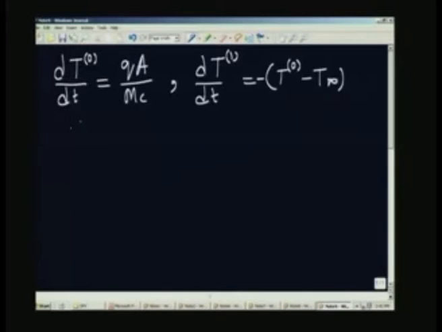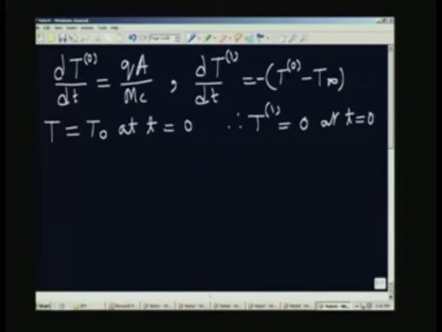So this can be integrated as we did earlier, assuming that T is equal to T naught at t equal to 0. Therefore, T1 must be equal to 0 at t equal to 0, because T equal to T naught, and therefore we require T1 equal to 0. And if you integrate this, T naught will come out to be what we had earlier, qA by mc into t. T naught into, I am sorry, this is t minus plus T naught.